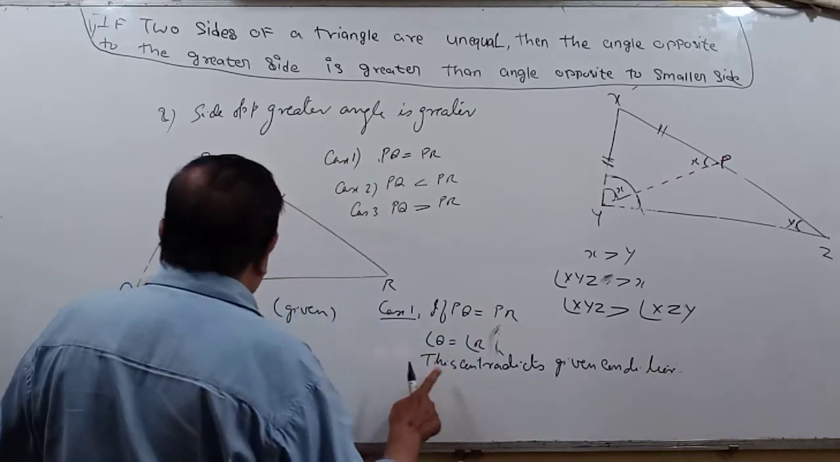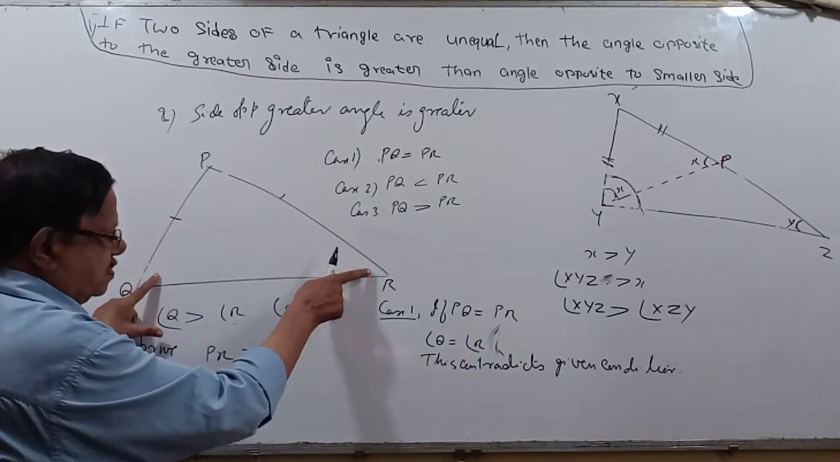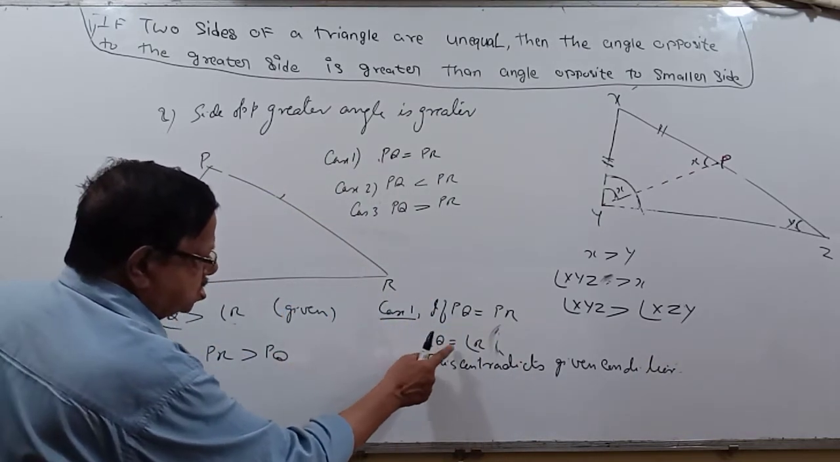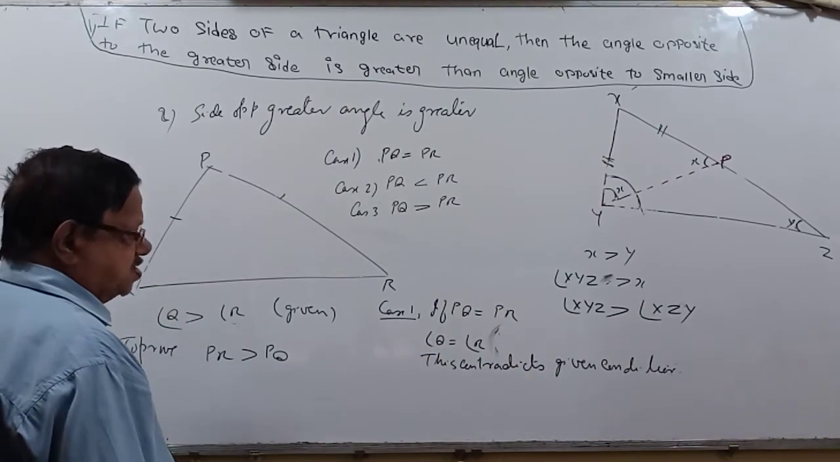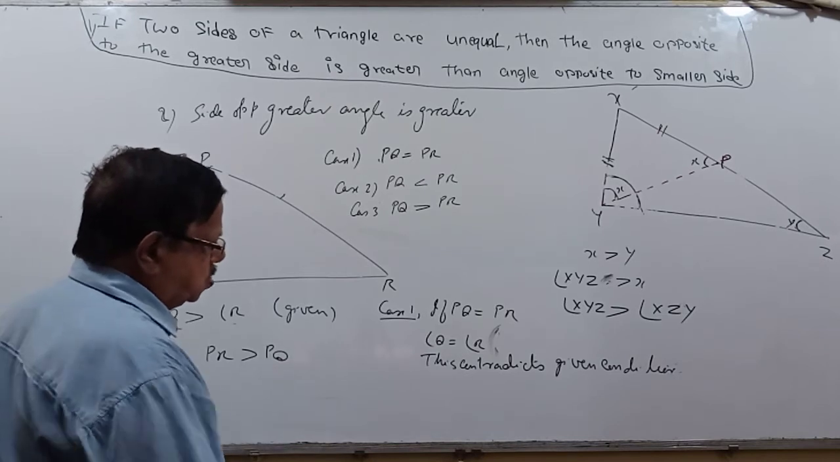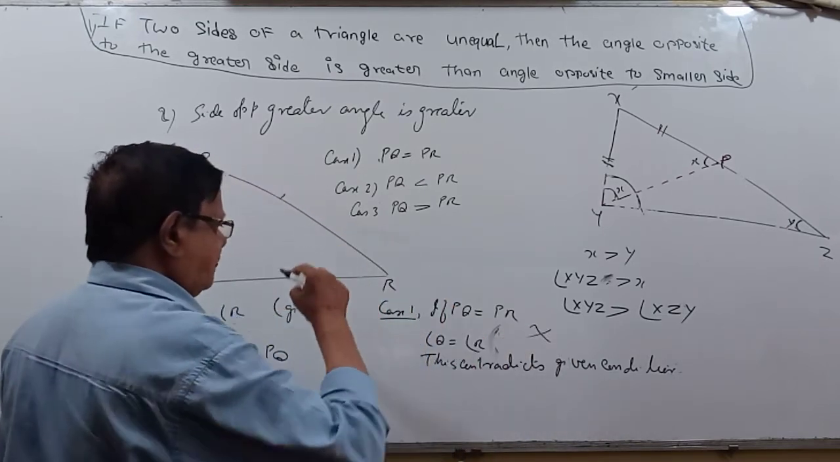कंडीशन क्या है? Q is greater than R. हम लोग प्रूव किया Q is equal to R. पॉसिबल ही नहीं है. देखो, this is not possible. So this is not possible.